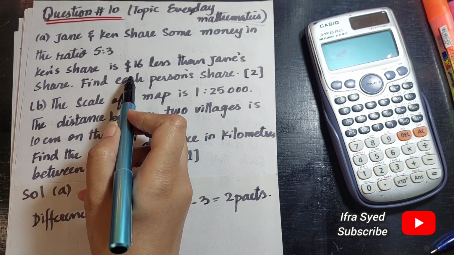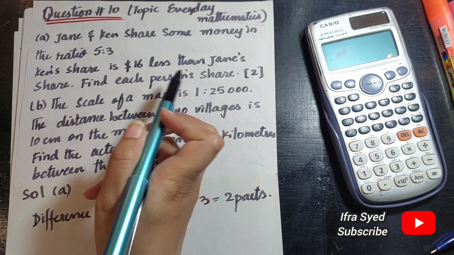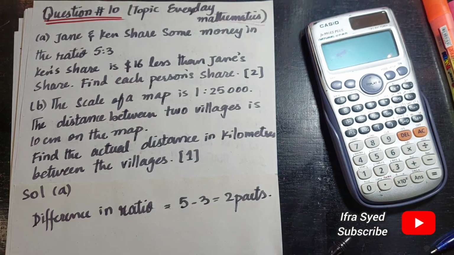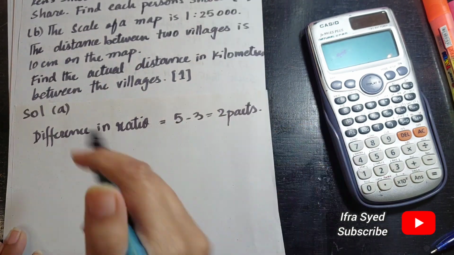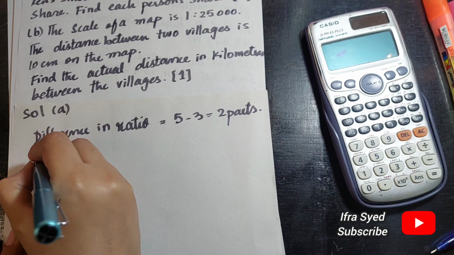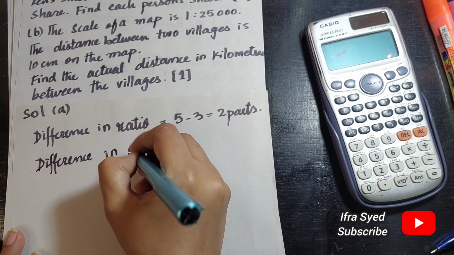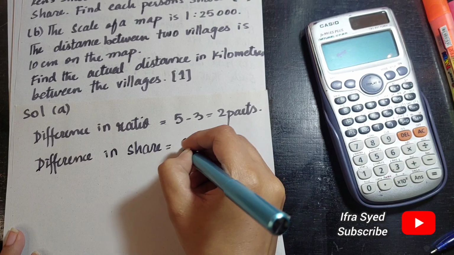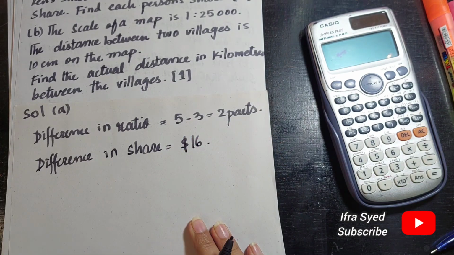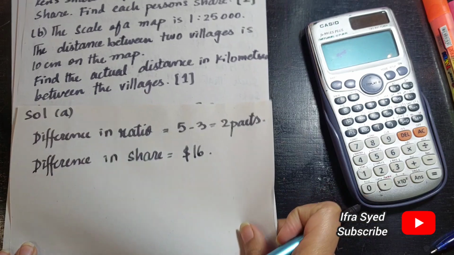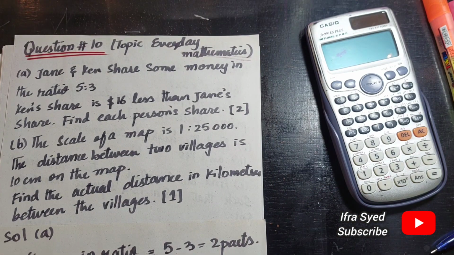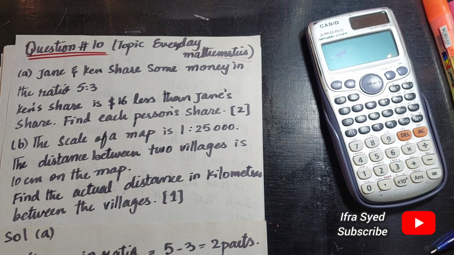Ken's share is $16 less than Jane's share. So the difference in their share is $16. So I'm writing it here: difference in share is equal to $16. So the difference in their share is $16. Now in this question we have to find the share of each person.